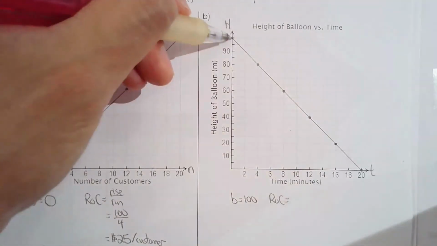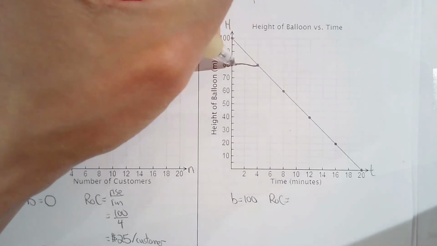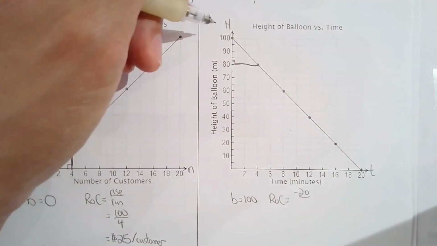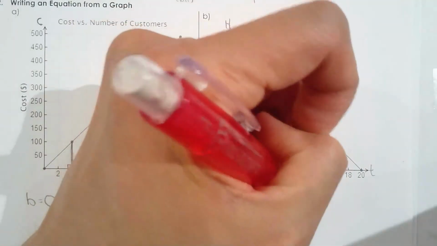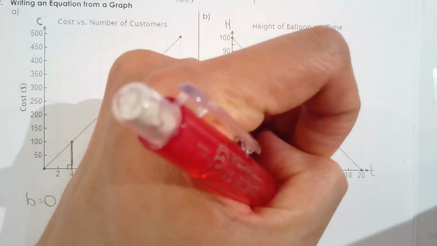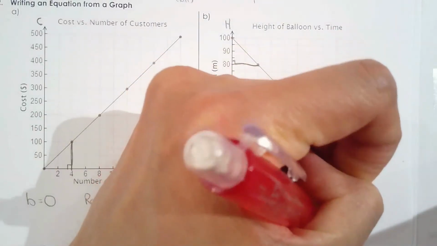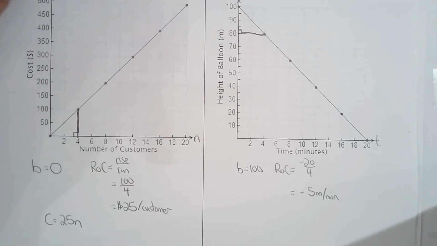The rate of change, let's do these 2. Please use a scale, 100 to 80, so that's -20. And here, that's 4. So -20 over 4 is -5. -5 meters per minute. So this balloon is dropping 5 meters a minute. Okay, it's getting closer to the ground by 5 meters every single minute.